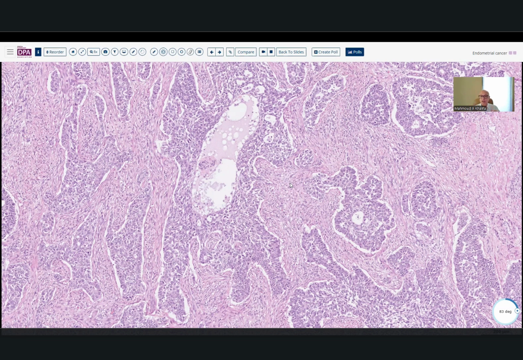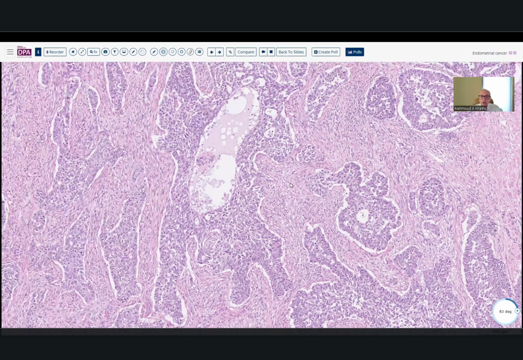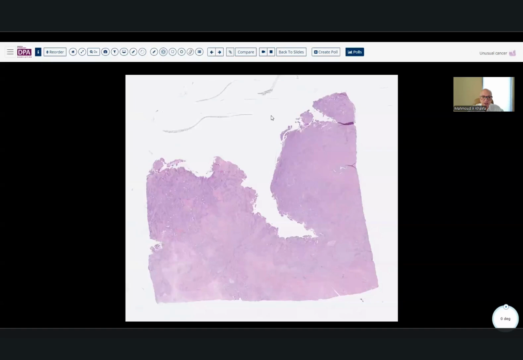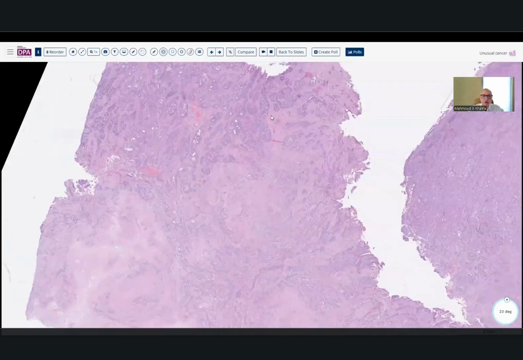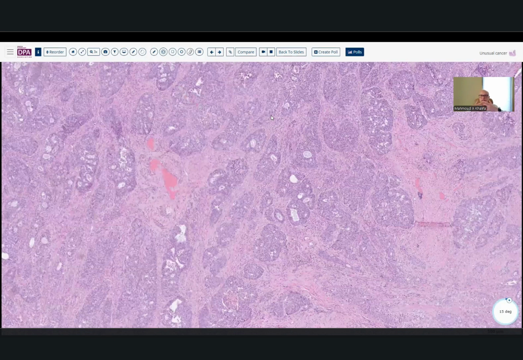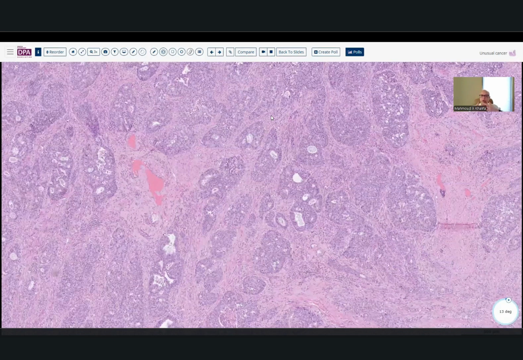Is this serous carcinoma? The answer is no, because the nuclei are round and the chromatin is open, coarse and open, and we don't have the prominent red nucleoli. So this is not serous carcinoma. Here is another section from the same tumor, just to show you the morphology. And look how the glands are mixed with the solid areas, like FIGO 3 endometrioid adenocarcinoma.